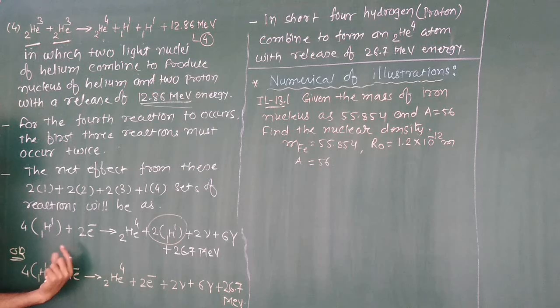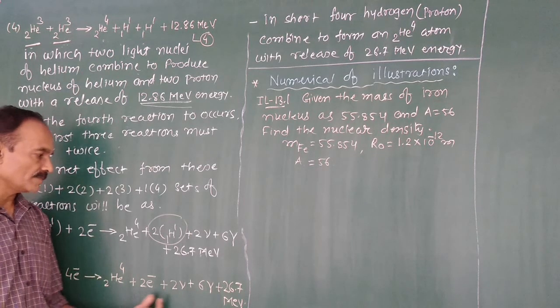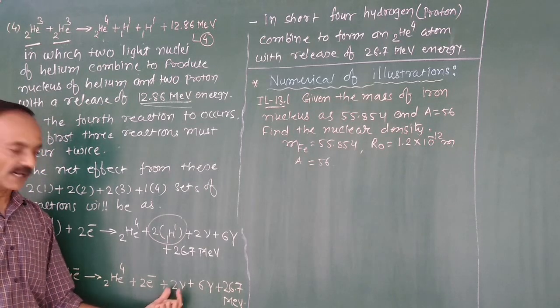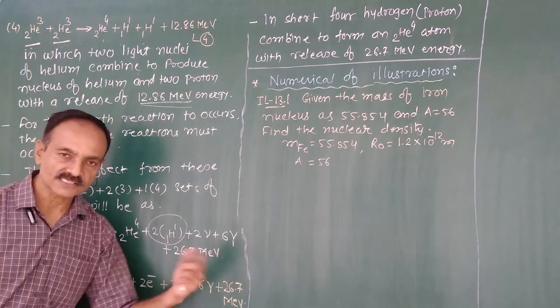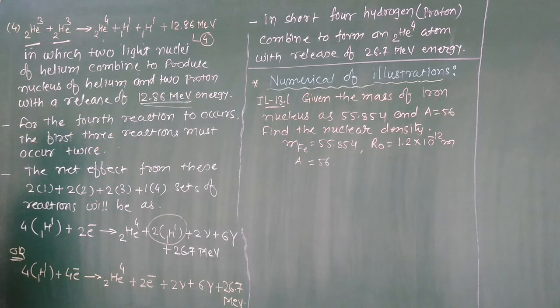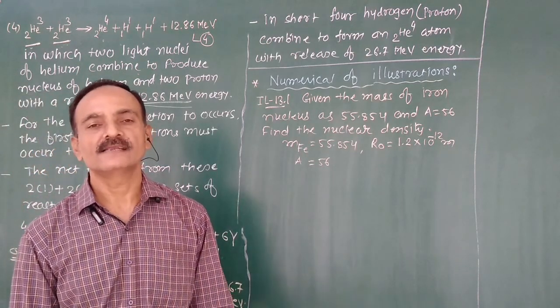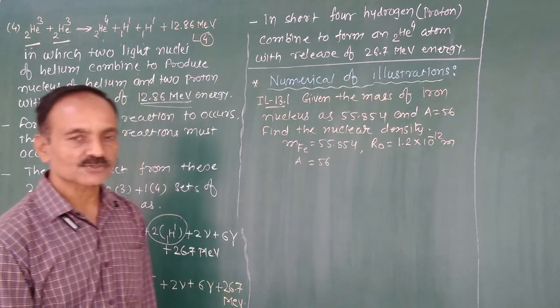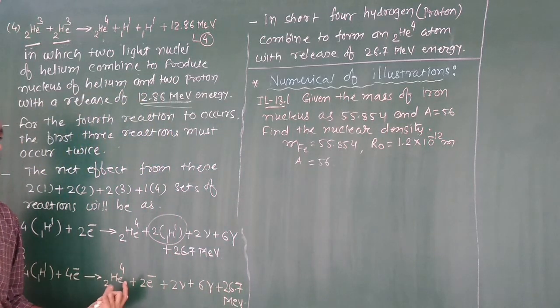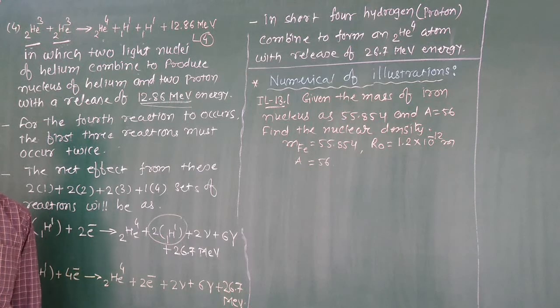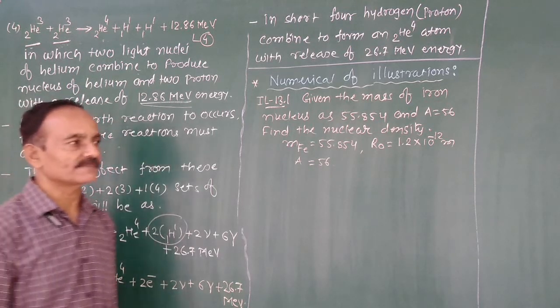This set of the reaction is also written as the 4 hydrogen combined with the 4 electron. As a result, the helium nucleus plus 2 electron plus 2 neutrino plus 6 gamma radiation plus 26.7 MeV energy is used. Clear? So that is the proton-proton cycle that occurs in the sun, in the star, and that is the source of energy in the sun, in the star. So here the theory of this chapter is completed.